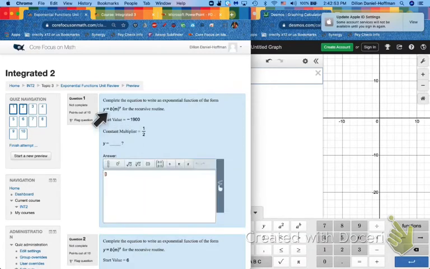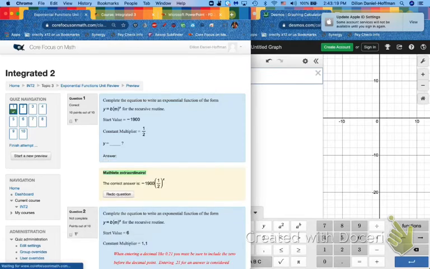Y equals B times M to the X function. You've been great. Let's fill this in here as we did before. Negative 1900 is our start value. Then 1/2, you can use the little slash or type in right here. Notice if you put in a parenthesis, it's a little weird order. You might have to mess with that a little bit until you get used to it. But if you put a left parenthesis, it gives you the right one right afterwards. And then you just got to put the fraction inside of that.